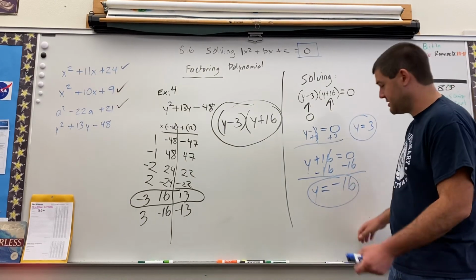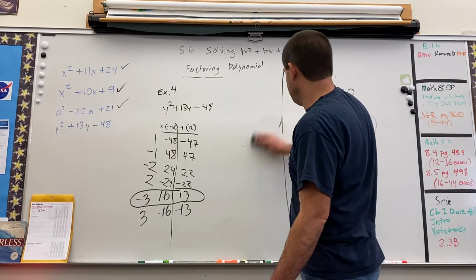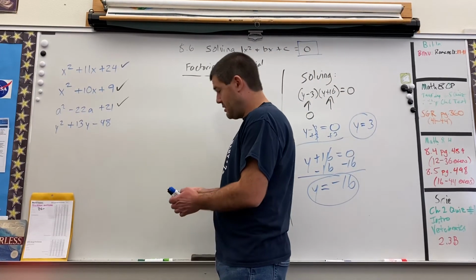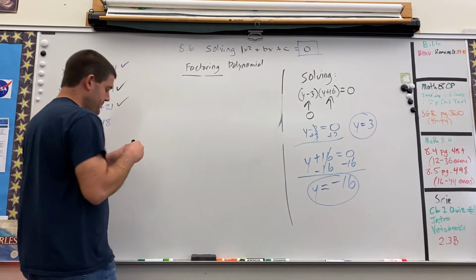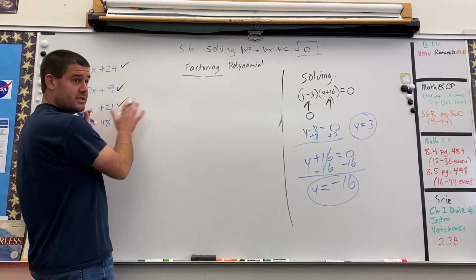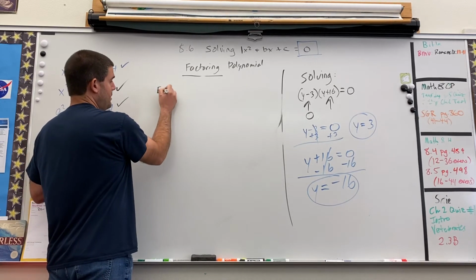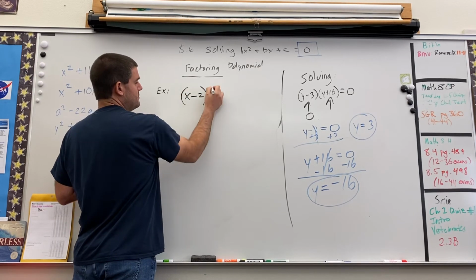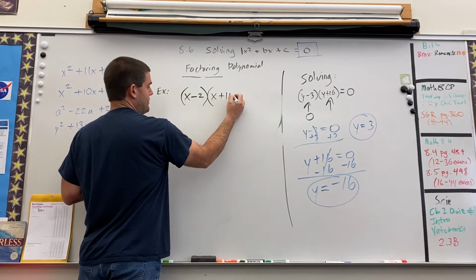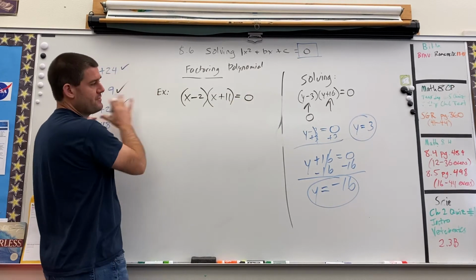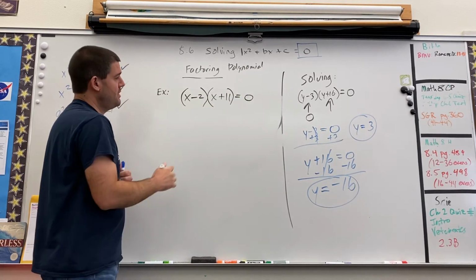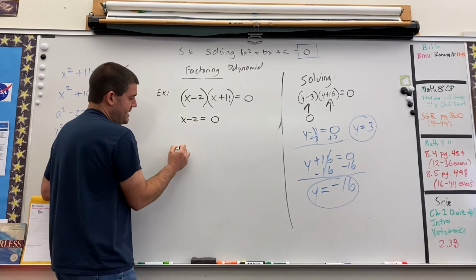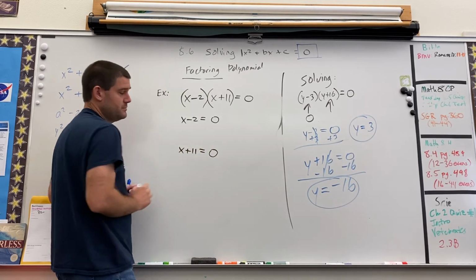Okay, I'll do one more of these examples and then we will call it quits for this video. Let's just say that I do my factoring, the thing we did in the first half of the lesson, and we get x minus 2, x plus 11 equals 0. So you already did all your factoring and you get these two things. So then I take each one of them, x minus 2 equals 0 and x plus 11 equals 0, and I solve.